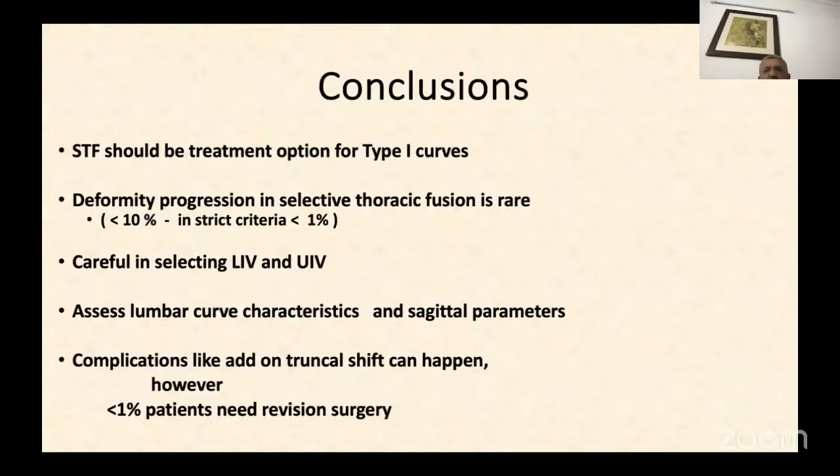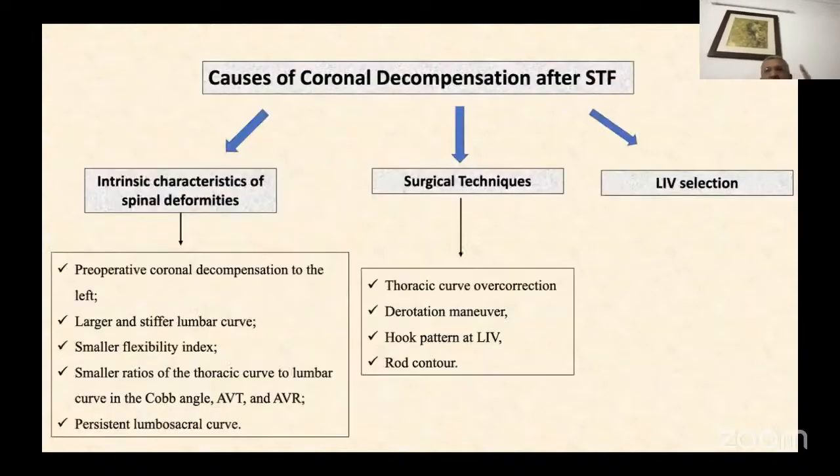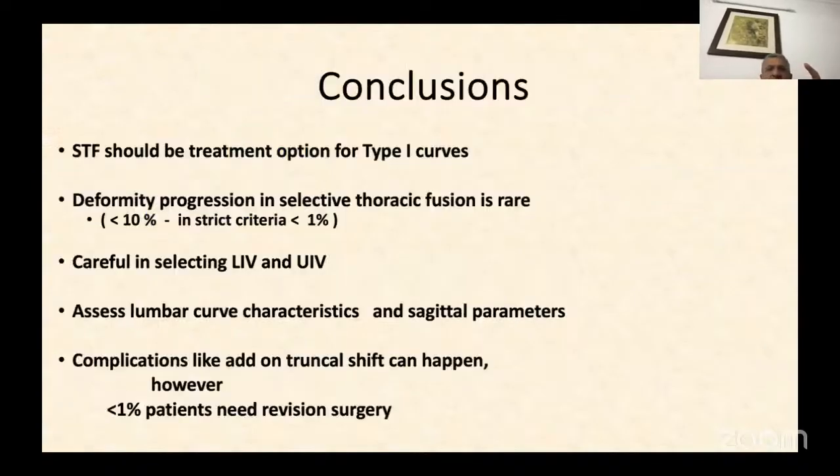I will stop at this point by concluding that selective thoracic fusion should be the treatment of choice whenever you're doing a type 1 curve. Either A and B is 100%, C majority of the time, unless the curve is significantly rotated or greater than 45 degrees. Deformity progression is relatively rare, less than 10% if the criteria are properly maintained. I mean, less than 1%. You have to select your LIV and UIV very carefully.